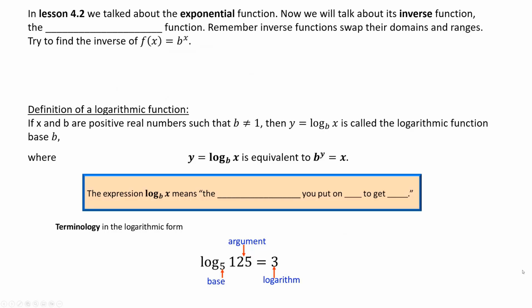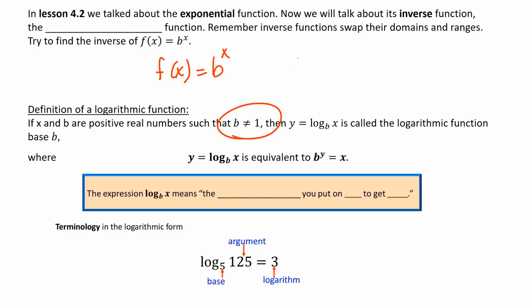Okay, I just want to jump back real quick and talk about this little statement that is in the definition for a logarithmic function, where it says b is not 1. The reason b can't be 1 is because the logarithmic function is supposed to be the inverse function of f of x equals b to the x, the exponential function.